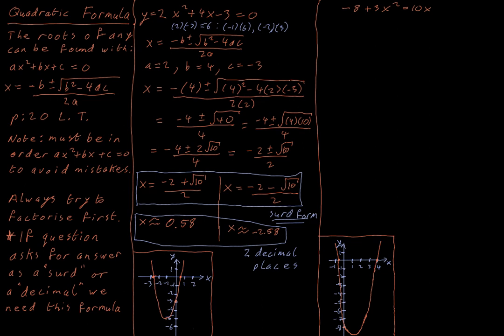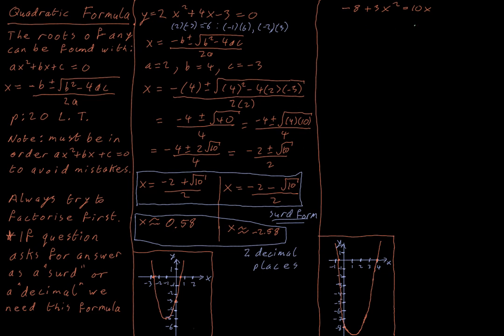And again, what we have just found, this is one of the roots of our quadratic, where it crosses the x-axis, and this is the other root of our quadratic, where this crosses the x-axis. When we graph it, we're at 0.58, so about 0.6, and at minus 2.58, about minus 2.6. And that's where we're crossing our x-axis. So visually, that's what we're doing.